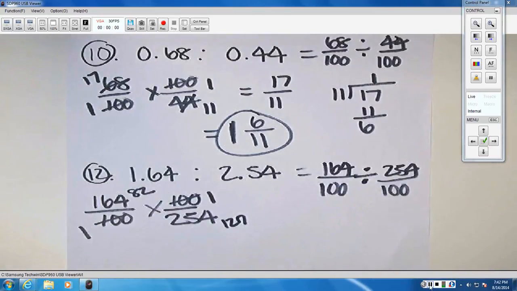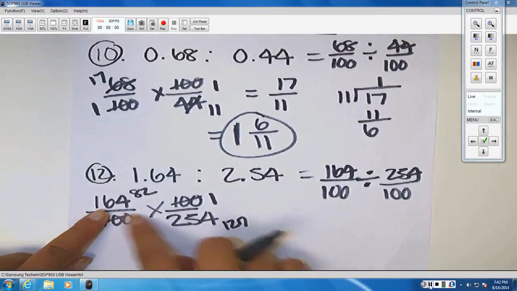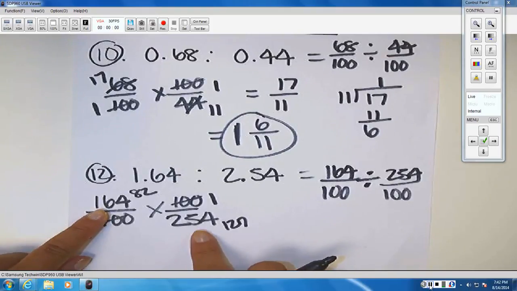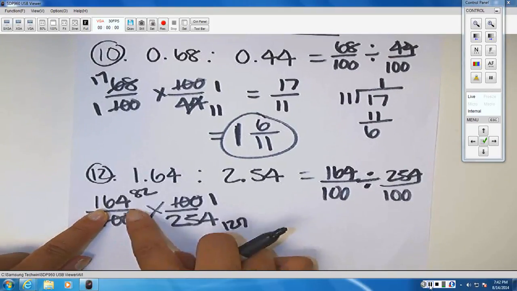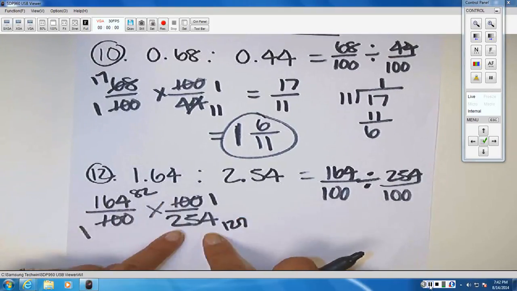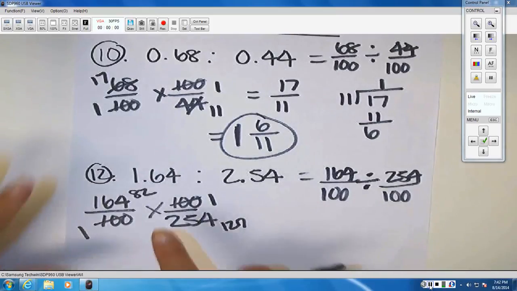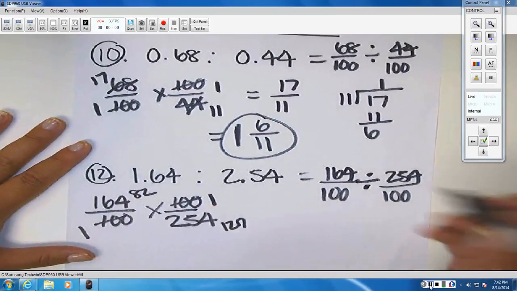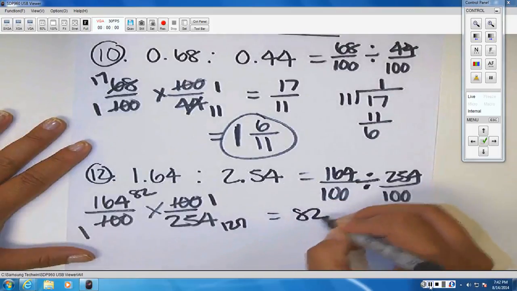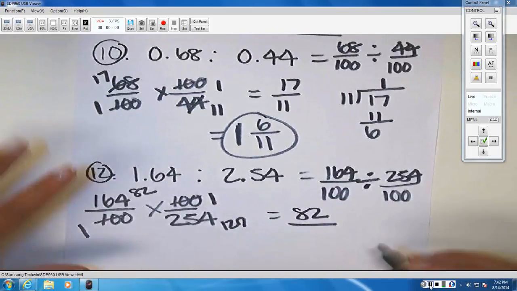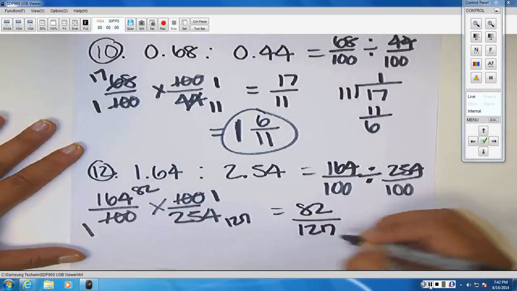So now I'll just multiply. I've reduced. I knew 2 went into 164 and 254 both. 2 will go into 164 82 times. 2 will go into 254 127 times. Now I'm just going to multiply across. So 82 times 1 is 82. And 1 times 127 is 127.